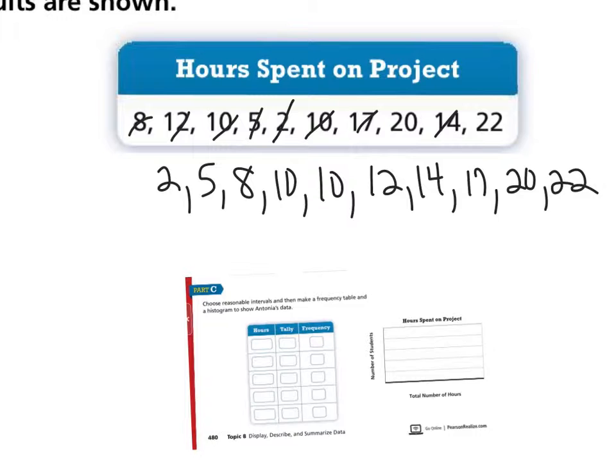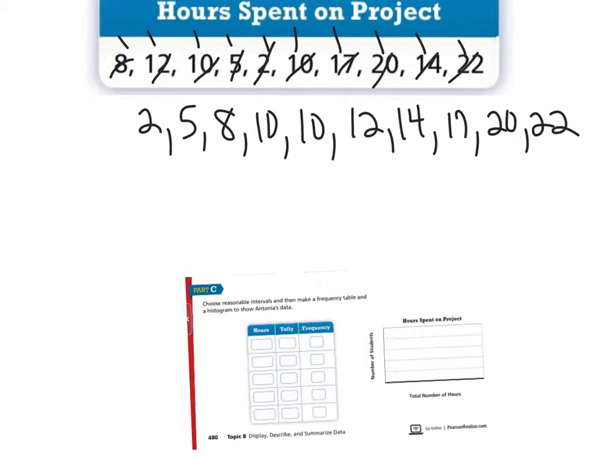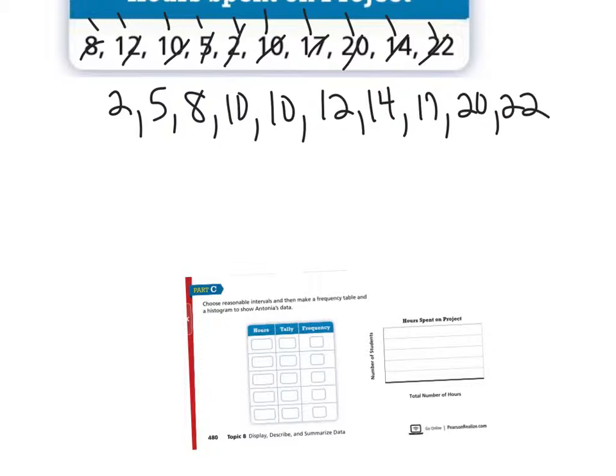And then make sure you've counted all the numbers. So we had 10 numbers to start with, and we still have 10 numbers, so that should be in good shape there, getting those in order. And like I said, you don't have to do this to start out with, but it might be beneficial because we have to know what the smallest and the biggest numbers are in order to create our frequency table. So in this case, by putting them in order, we can quickly see our biggest number is 22. Our smallest number is 2.